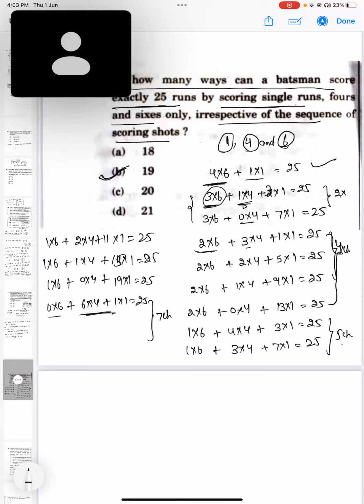Then if you start with 2 sixes, he can score at max 3 fours. So 3 fours, 2 fours, 1 four, 0 fours. So 4 choices. Similarly, if we start with 1 six, he can score at max 4 fours: 4 fours, 3 fours, 2 fours, 1 four, and 0 fours. So basically 5 choices. And when we start with 0 sixes, he can score at max 6 fours, so basically 7 choices. So 7 plus 5, 12, plus 4, 16, plus 2, 18, plus 1, 19. You don't need to do any permutation or combination.